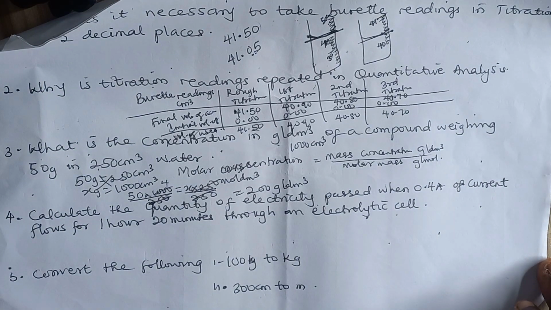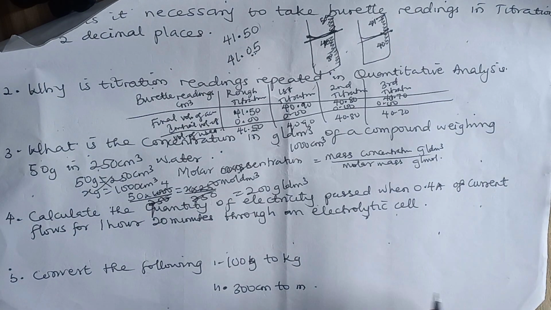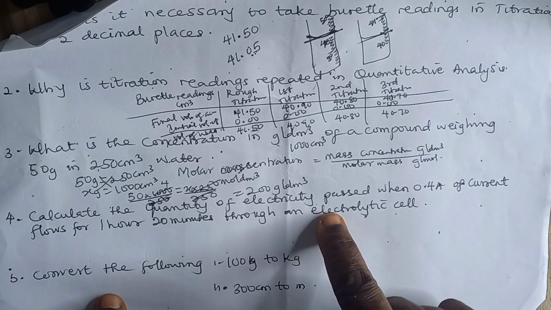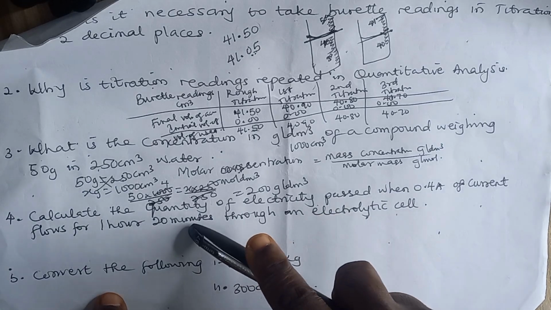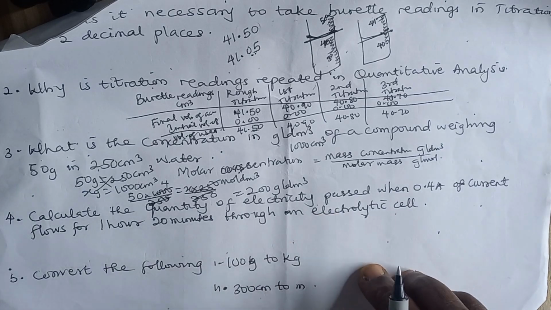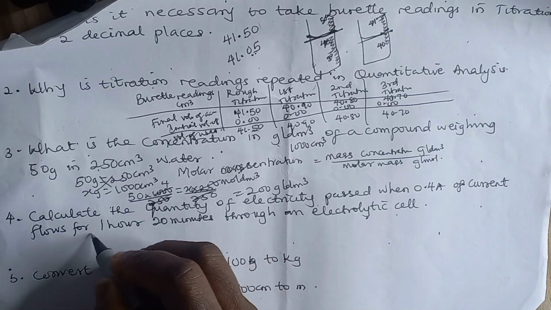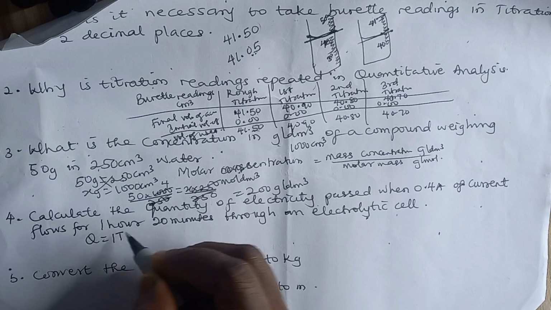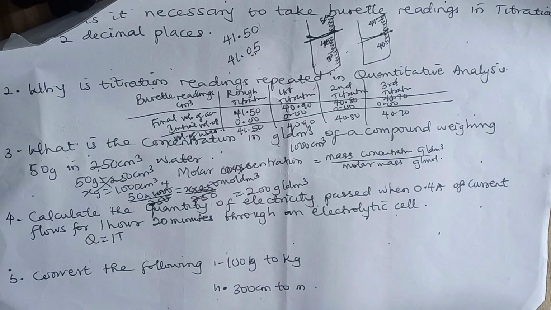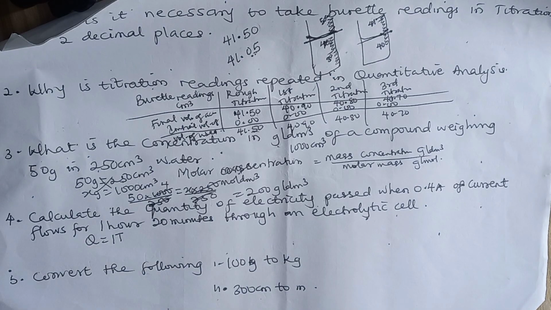This is also a vital aspect. You will see a part there which is conversion of hour to seconds and minutes to seconds. You were asked to calculate the quantity of electricity using Q equals IT, where I is the current and T is the time. Q is the quantity of electricity, which is in coulombs.